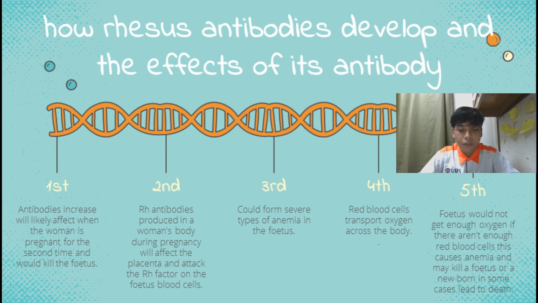Red blood cells transport oxygen across the body. The fetus would not get enough oxygen if there aren't enough red blood cells, and this could cause anemia and may kill a fetus or newborn. In some cases it may lead to death. A newborn's skin may be yellowish due to a brownish yellow substance formed from the breakdown of red cells in the body, which may also be caused by Rh incompatibility.